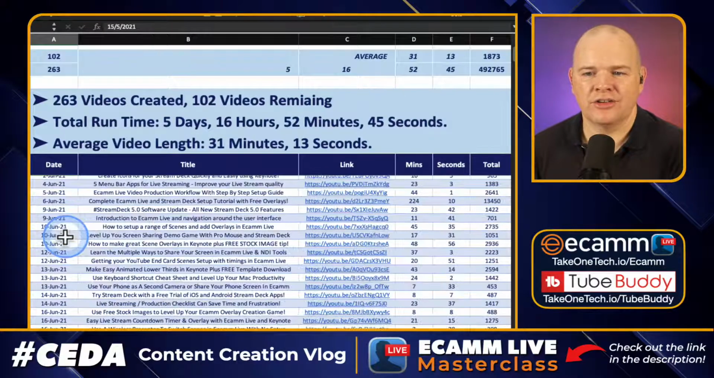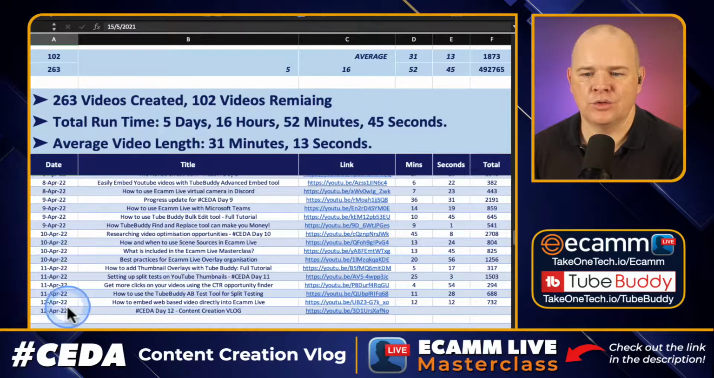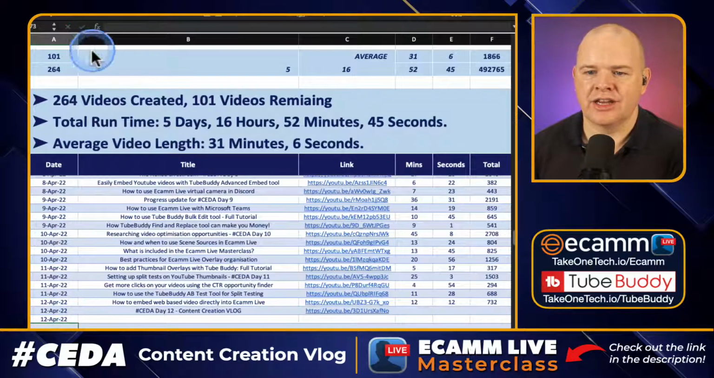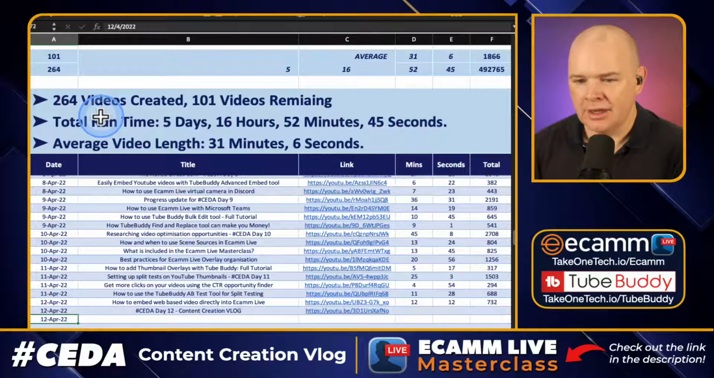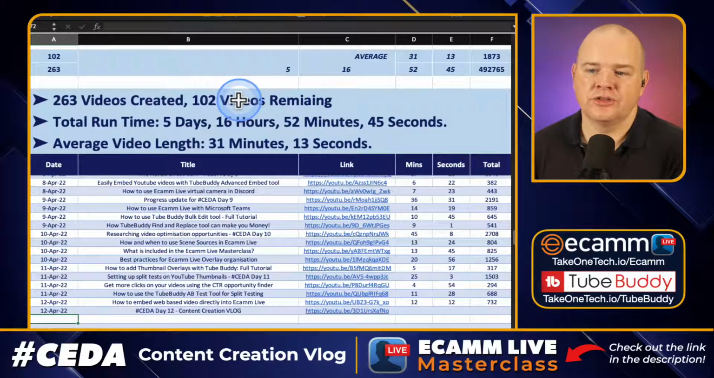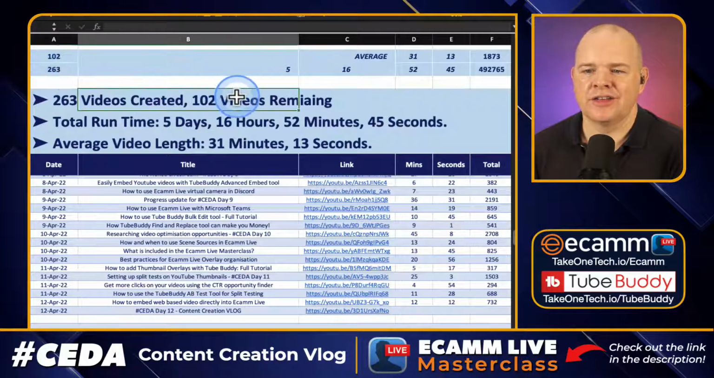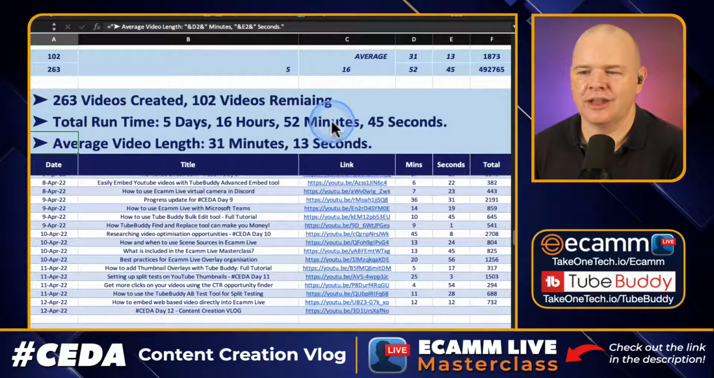So that's why if I just go and add a new date at the bottom in any of these cells, like for today, it basically just changes that figure there. And then, yeah, the 102 is simply, obviously, 365 minus the number of videos I've done. So that's how many videos are remaining. And then we've done the average video length.